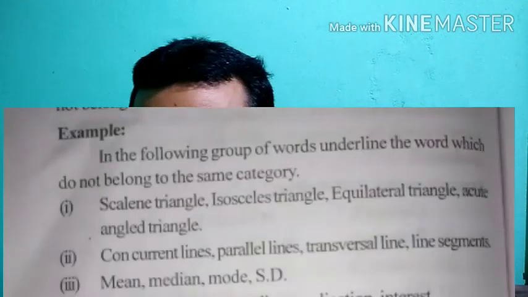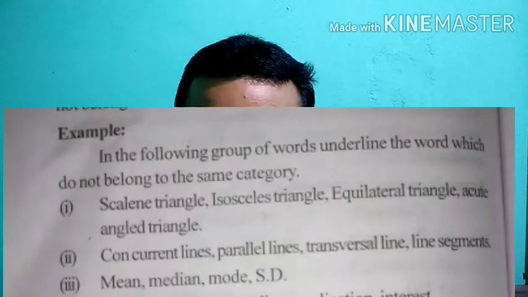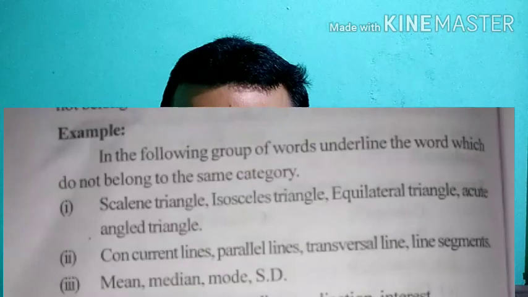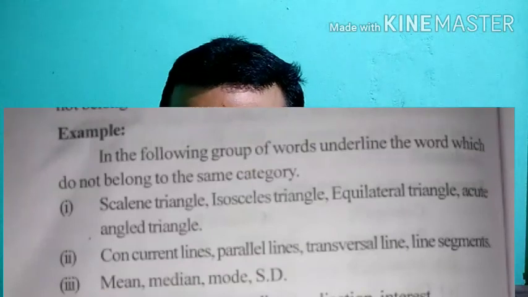Thus, in the group of given words or items, the students underline or select the word or item which does not belong to the same category. For example: in the following group of words, underline the words which do not belong to the same category. I have given an example here.